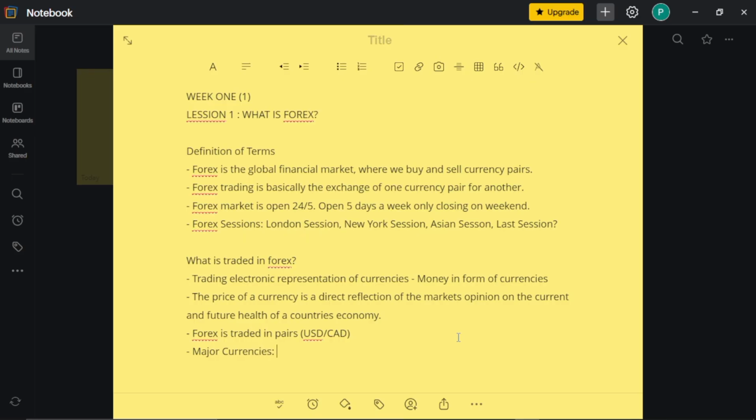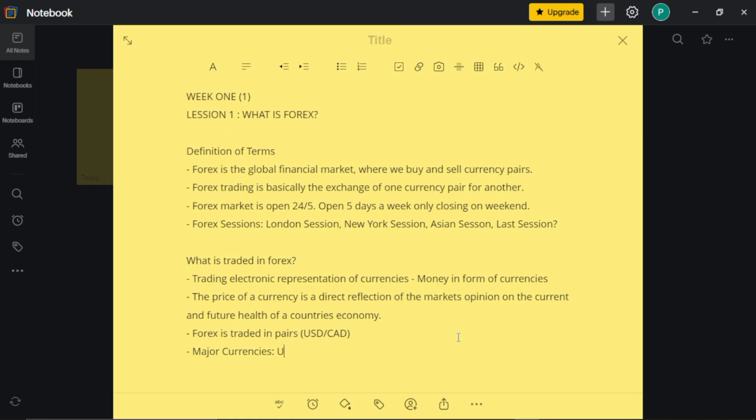There are major currencies in the market. So there are basically several types of things that we trade, but I'll come to that when we discuss major currency pairs, minor currency pairs, exotic currency pairs, and all of that. But what we are strictly looking at here is major currencies in the market.